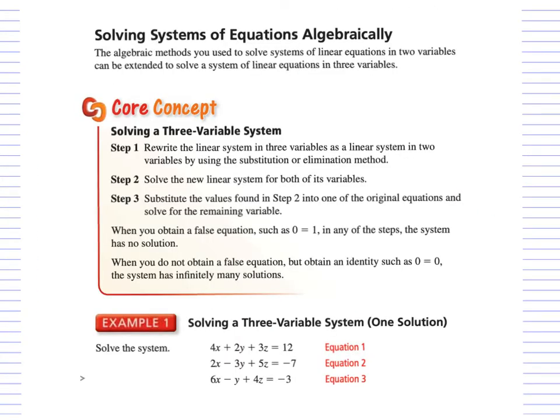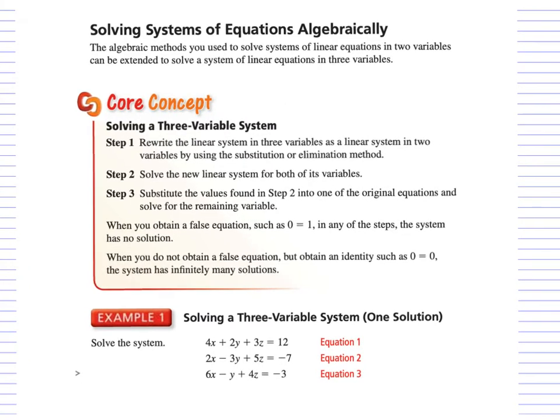So we're going to look at solving 3 variable systems algebraically. We have 3 simple steps you can follow. First, rewrite the system as a linear system in 2 variables by using substitution or elimination. Step 2, solve the new linear system for both of its variables. And step 3, plug them back into one of the original equations to find the remaining variable.